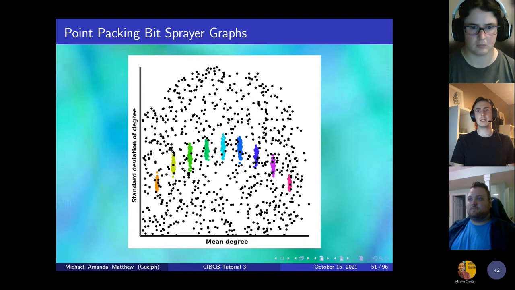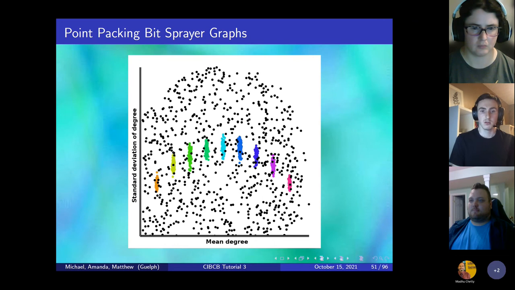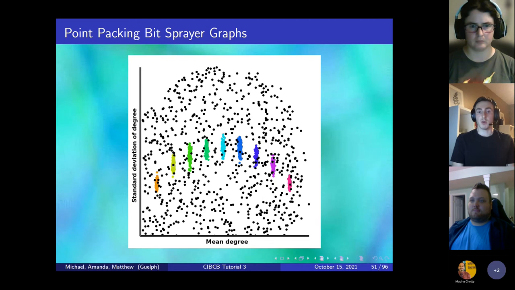Okay, now you'll notice that we didn't get as good of a spread as we would have liked, because we were using our power law cluster graphs. And so instead here we use some bit sprayer graphs, and you can see that graphs generated with a bit sprayer can cover a lot more of the space fairly evenly. And the colors here are Erdős-Renyi graphs of various parameters, and you can see that they are very limited in the area that they can actually take up. Now, this particular set of axes is the mean and standard deviation of degree sequence. When you would typically think about a random graph, probably the first one that would jump into your head would be Erdős-Renyi. So it's interesting to see just how random those really are.